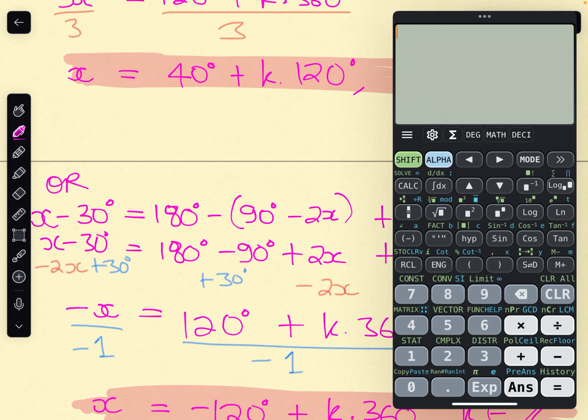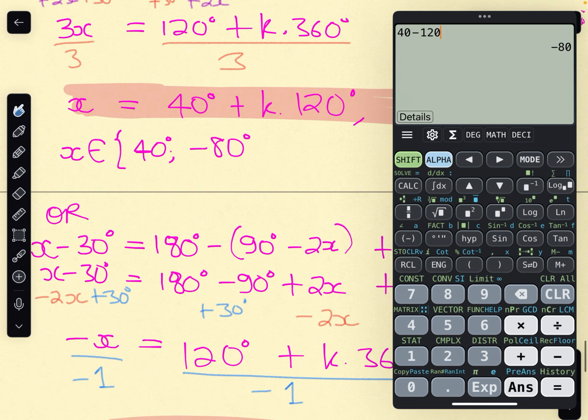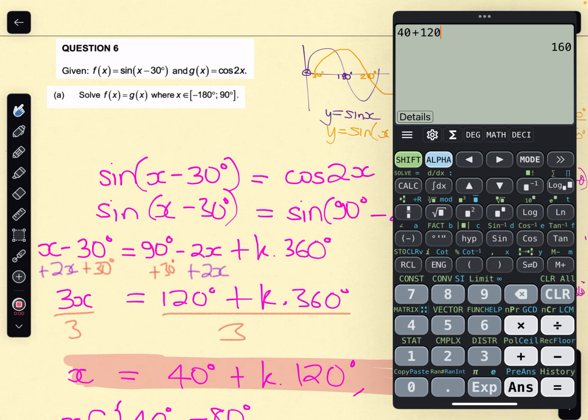So we can start with just 40, so we're not adding a 120 or anything. That works. And then if we minus a single 120, we get negative 80. Wait, what's our lower bound again? Our lower bound is negative 180. Okay, and then if we minus 120 again, we get minus 200, so that's too far down, right? So then come back to 40, let's add 120, and that's 160, which is too high. So the upper bound is 90.